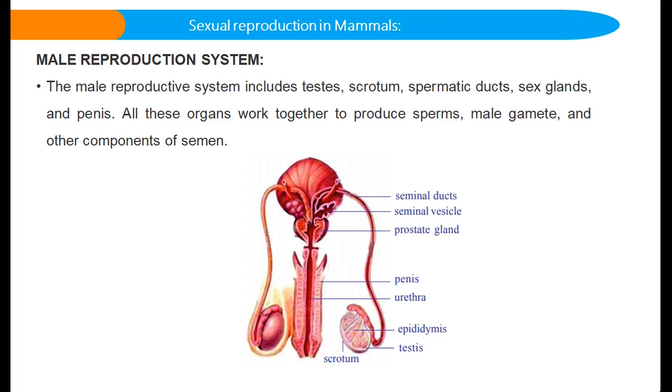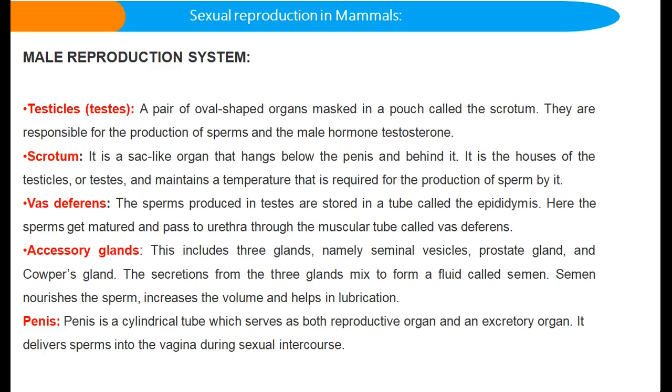Coming to the reproduction, sexual reproduction in mammals. Male reproductive system. The male reproductive system includes a pair of testes, scrotum, sperm duct, that is vas deferens, sex glands and penis. All these organs work together to produce sperms, the male gamete, and other components of semen. Let us study these organs one by one.